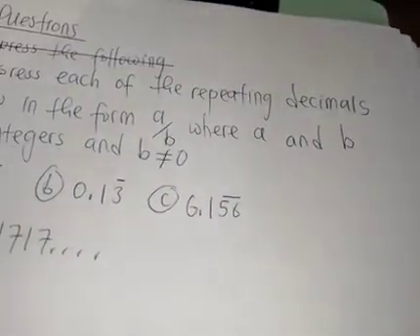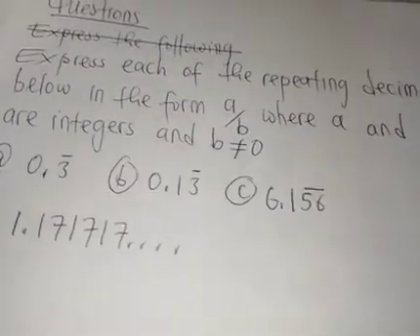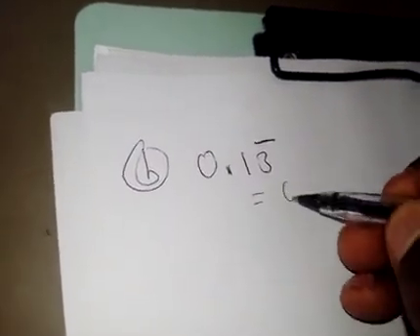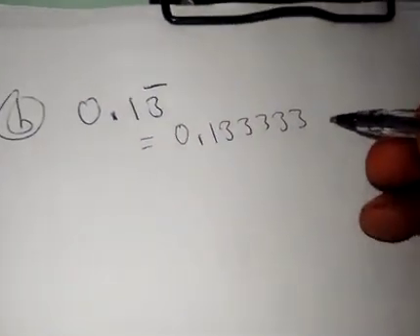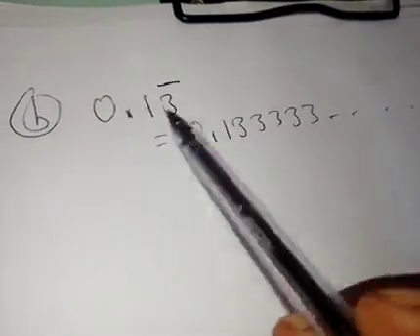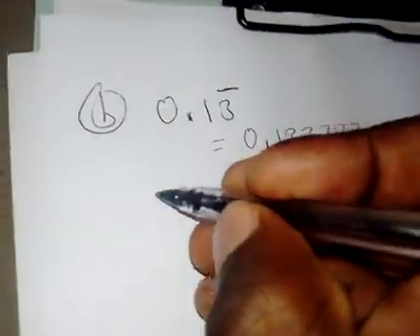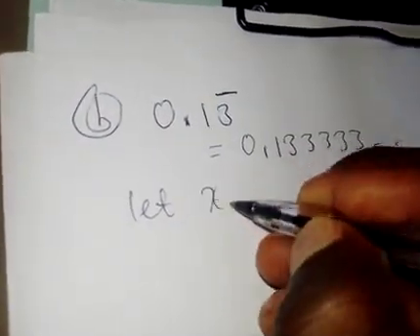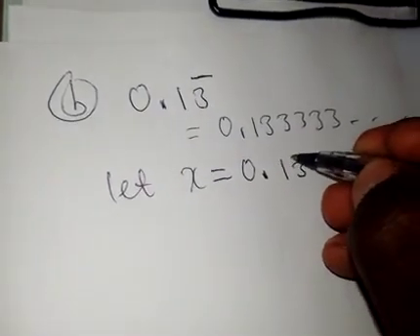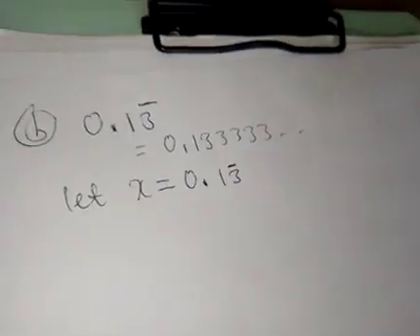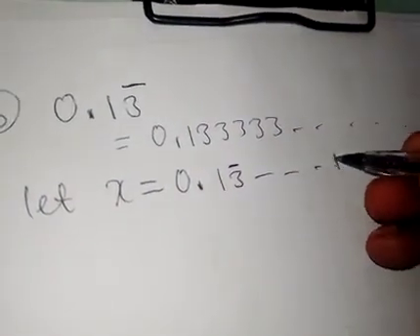Okay, so for b there, we have 0.13 with a bar. For this one, it's just 3 that is being repeated. So it can be written as 0.1333, and it's just the 3 which is being repeated several times, shortened to that. So the first step, you let x be equal to what you have been given, 0.13 with the bar. That's what you have been given. So this is equation 1.